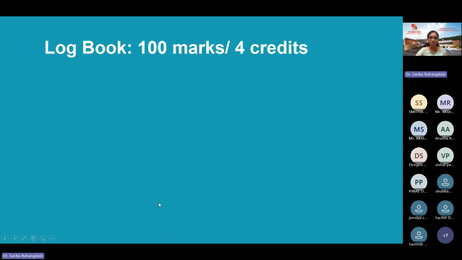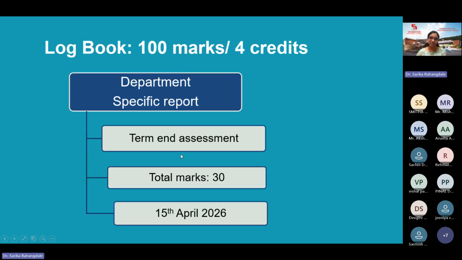And the final submission is logbook 3, which is a department specific report, which carries 30 marks, and the submission timeline is 15th of April. So 40 marks plus 30 marks, the total is 100 marks. There won't be any separate exam or viva for logbook 3. Your submission of the department specific report shall be considered as your final submission.